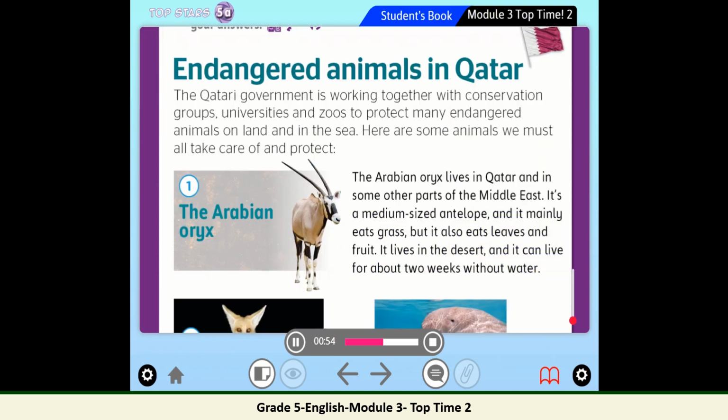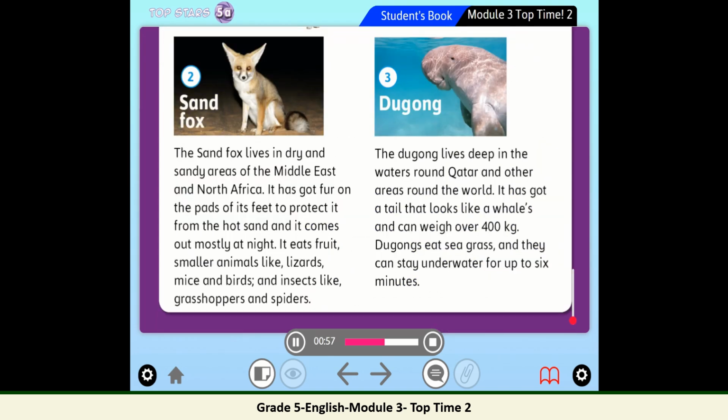2. Sand fox. The sand fox lives in dry and sandy areas of the Middle East and North Africa. It has got fur on the pads of its feet to protect it from the hot sand, and it comes out mostly at night. It eats fruit, smaller animals like lizards, mice and birds, and insects like grasshoppers and spiders.